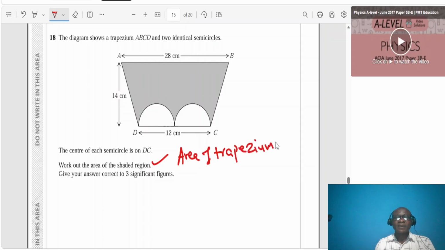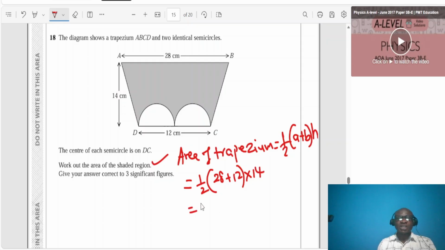The formula is 1 all over 2 multiplying the sum of the two opposite parallel sides, then multiply by the height. That is the formula. So what that means is that we are going to have 1 over 2. The top side is 28. The downside is 12. You add the 2. Either way, anyone can come first. While the height is given to us as 14. This will give us exactly the area. Is that okay?